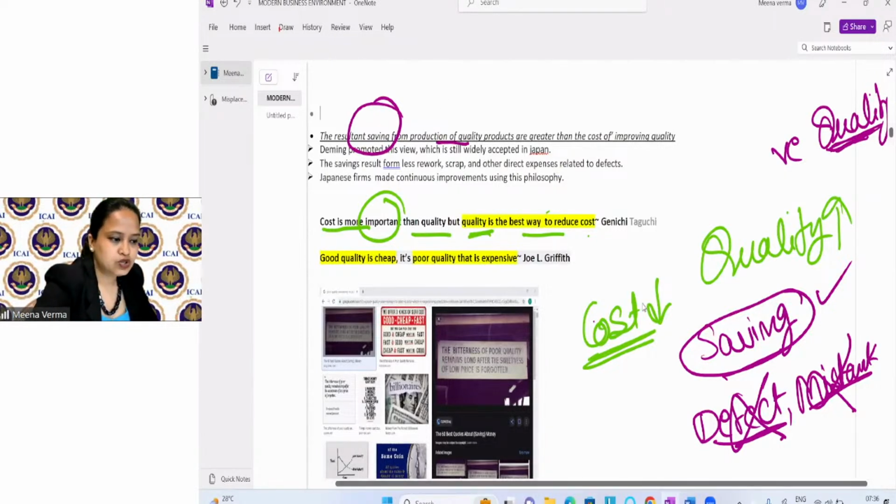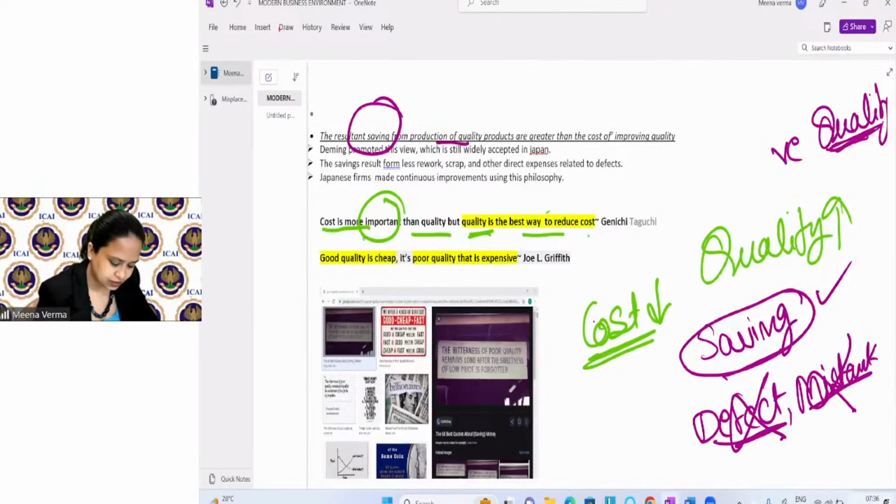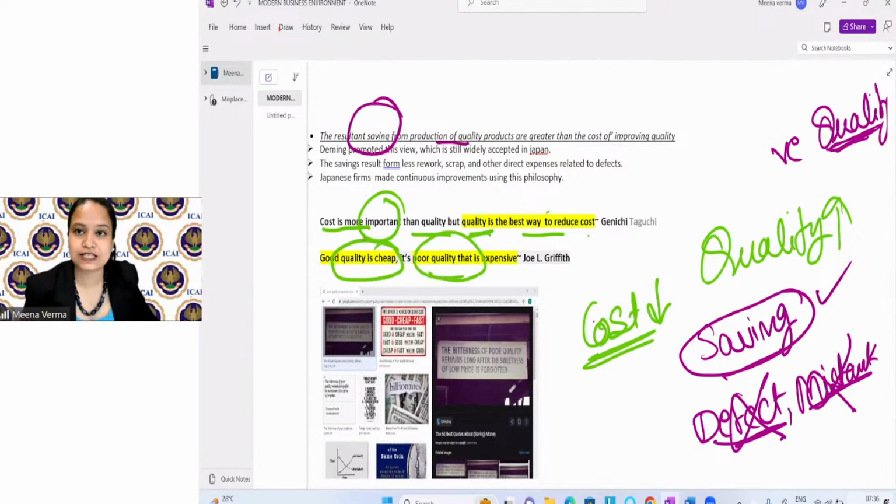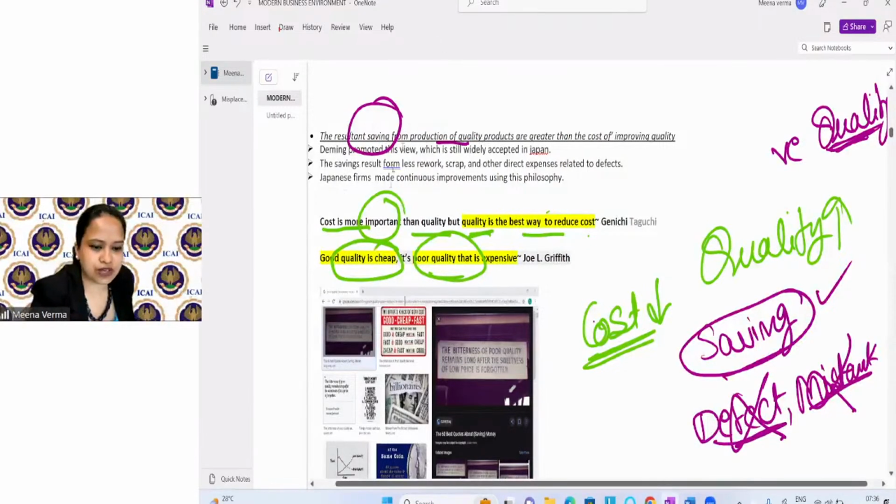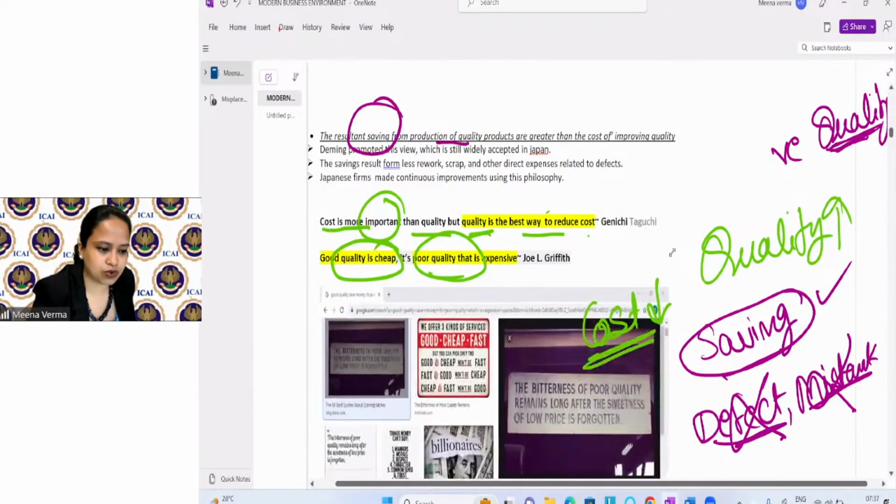All right. So next quote, let's read the next quote. What is written here? Good quality is cheap. It is the poor quality which is expensive. When you're producing a good quality product, it is cheap for the company. When you produce the poor quality, it is expensive, right? Very famous quote. These are very famous quotes which I have taken here, right? Let's see some more quotes.